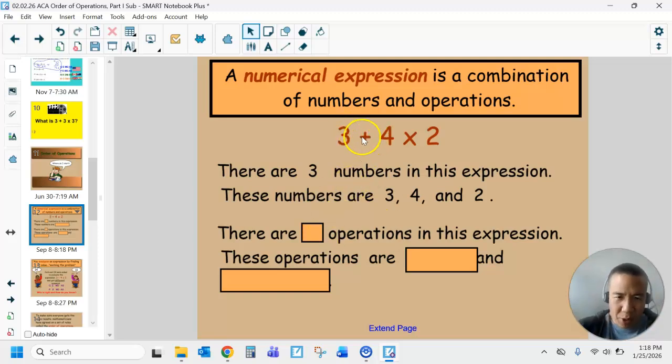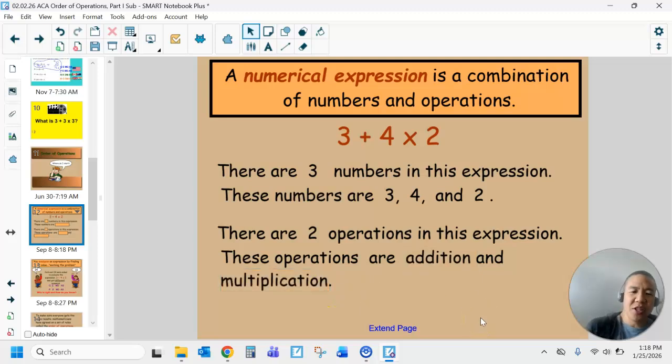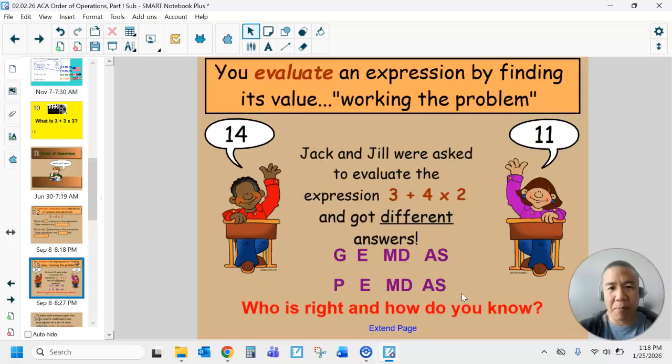So how many operations do you see here? I see 2 operations between the numbers. I see an adding and a multiplication. So now that you understand the difference between numbers and operations, it is time to start solving it. You evaluate or solve an expression by finding its value. So evaluate means work it out, work the problem, solve it. So Jack right here is solving it, and he came up with 14.